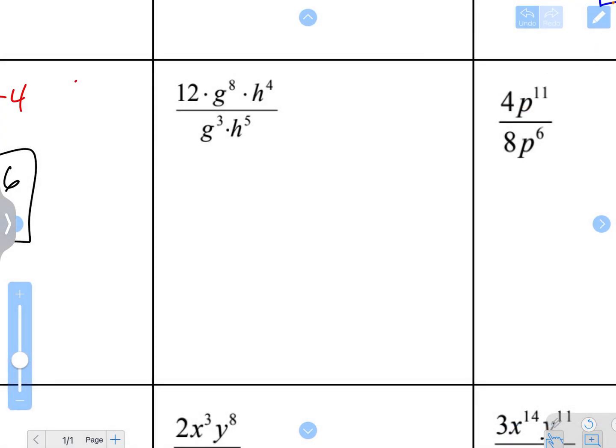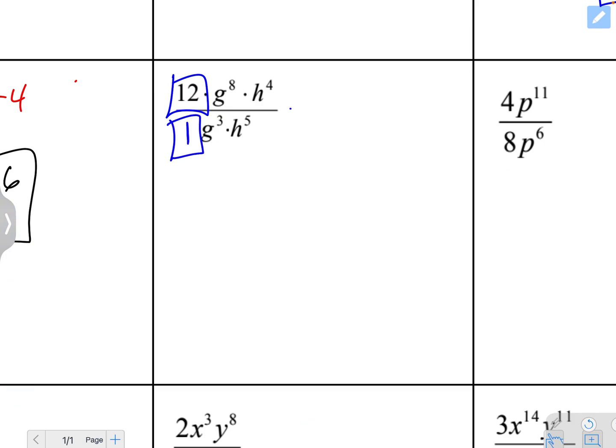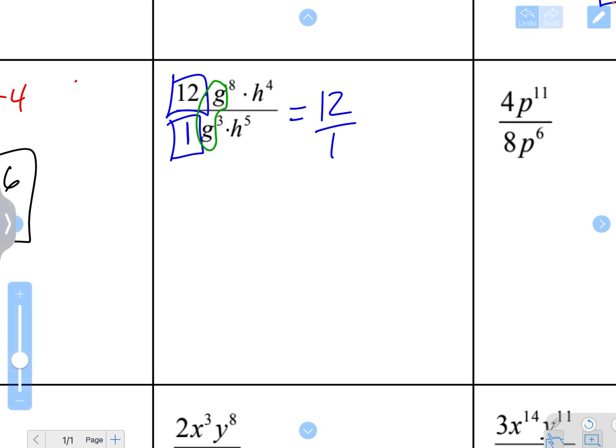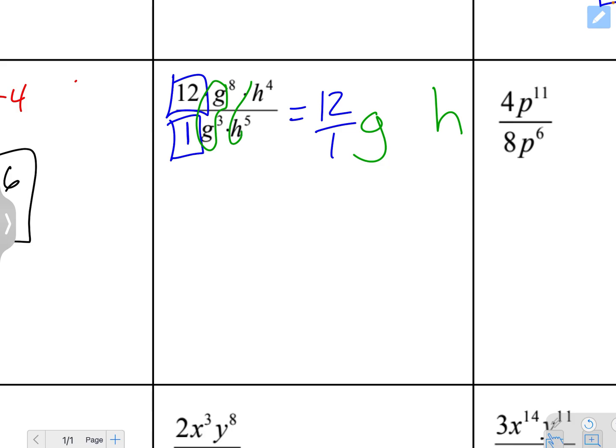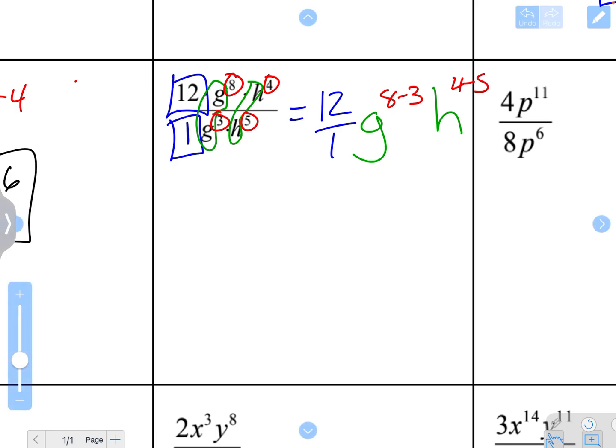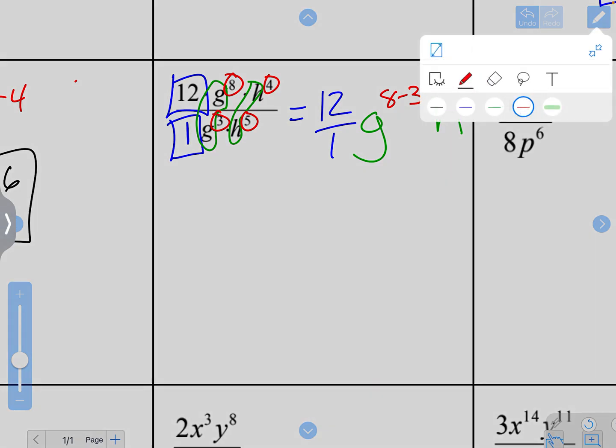All right, so this problem, we've got some coefficients. I've got 12 on the top, and I have my invisible 1 on the bottom. So we're going to write this as 12 over 1. And then I've got two sets of bases, so I need to write down my first base, which is g, and then I'm going to write down my second base, given a little bit of space, which is my h. So now I'm going to look at the exponents of g, which is going to be 8 minus 3, and now I'm going to look at the exponents of h, which is 4 minus 5. I always have to write the number on top first and the number on bottom second.